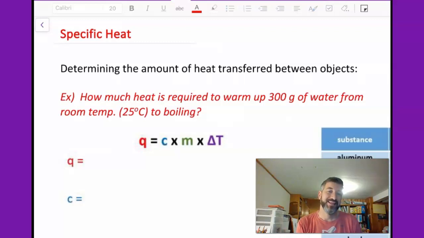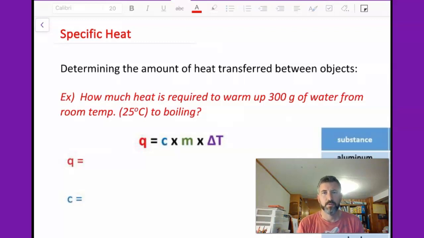We already talked about the fact that heat naturally or spontaneously flows from hot or higher temperature objects to cooler ones. We're going to talk about measuring that and being a little bit more specific about that today. Okay, so specific heat involves determining the amount of heat transferred between objects. And I have just a sample question that you might be trying to answer with the concept of specific heat. It says, how much heat is required to warm up 300 grams of water from room temperature, 25 degrees, to boiling?